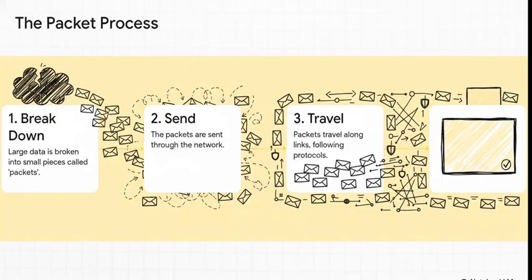So the whole process happens in a few really clever steps. First, your big file gets chopped up into these tiny, manageable pieces called packets. You can think of each one like a little envelope with an address on it. Second, all those little packets are sent out into the network. And here's the wild part. They don't even have to take the same path. They all travel independently, zipping along the links and following the protocols. And then finally, when they all arrive at their destination, they're put back together perfectly in the exact right order. It's an absolutely incredible and resilient system.